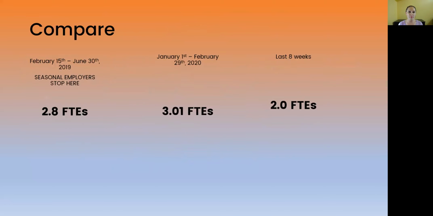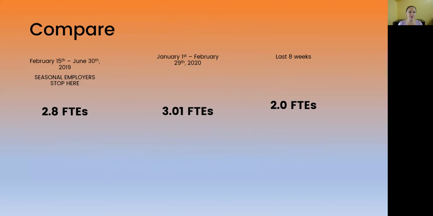So here we go. We're comparing it. We've got 2.8 between February 15th and June 30th of 2019. Then we have 3.01 FTEs January 1st through February 29th of 2020. And then the last 8 weeks, it's 2.0. Now, if you are a seasonal employer, you're stopping right here at the 2.8 FTEs. However, if you're a non-seasonal employer, you get to choose the one with the least amount of discrepancy. So in this case, you've got 3.01 for the February 2020, and then for 2019, you have 2.8.